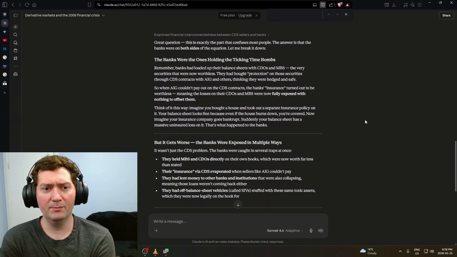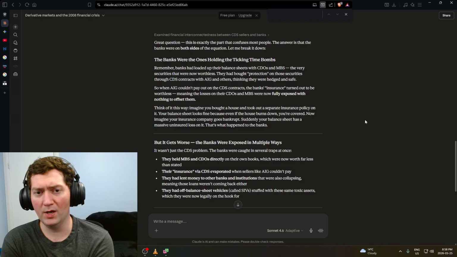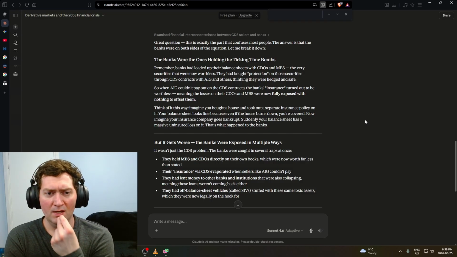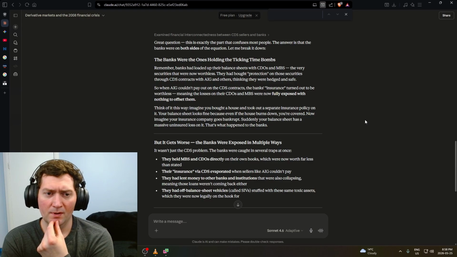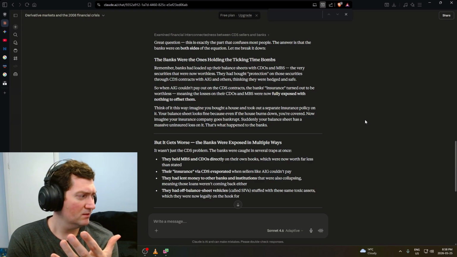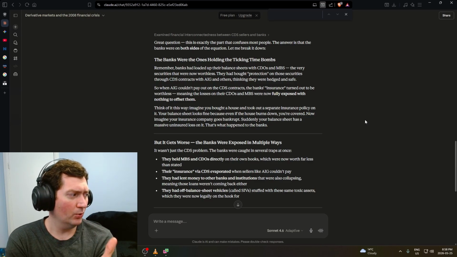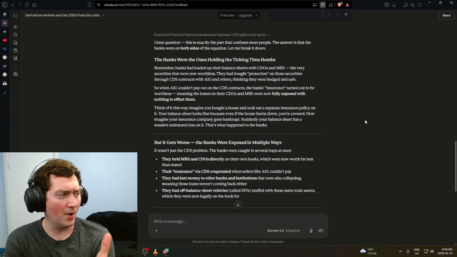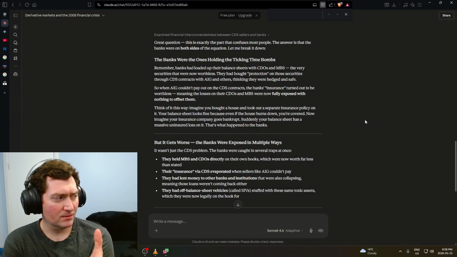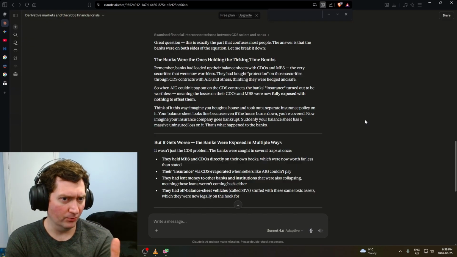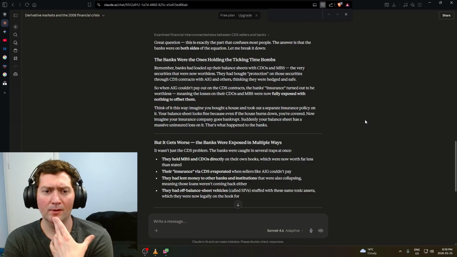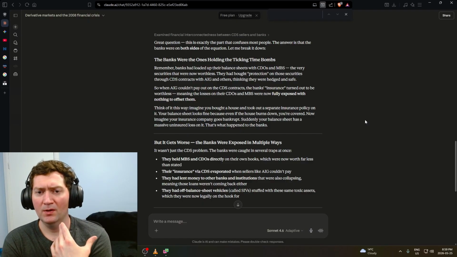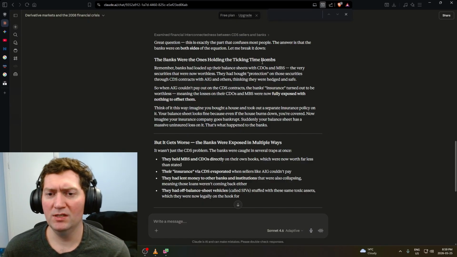Okay, let's see. This is exactly the part that confuses most people. The answer is that the banks were on both sides of the equation. Let me break it down. Banks were the ones holding the ticking time bombs. I mean, in the end, it's the loans to people with poor credit which are the bomb, and it is the banks which are giving out these loans. Remember, banks had loaded up their balance sheets with CDOs and MBS.